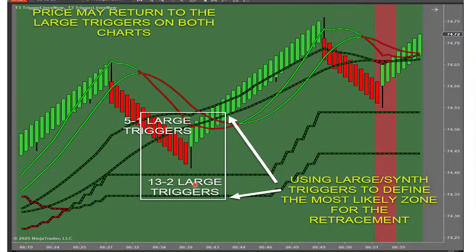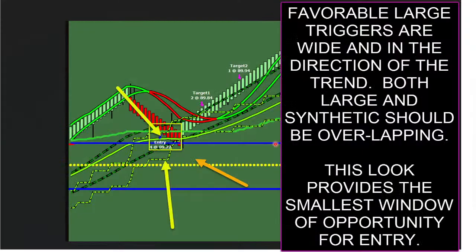Your trigger lines are going to define the most likely zone for retracement. So from the highest point of the triggers to the lowest point of the triggers is where these price bars may go back to. That's it. That's all the triggers do for you. But when they're one on top of the other, we're going to call them favorable large triggers. Because look at how small the retracement zone is when they're one on top of the other. New users, this is how you're going to reduce risk and maximize profit potential.